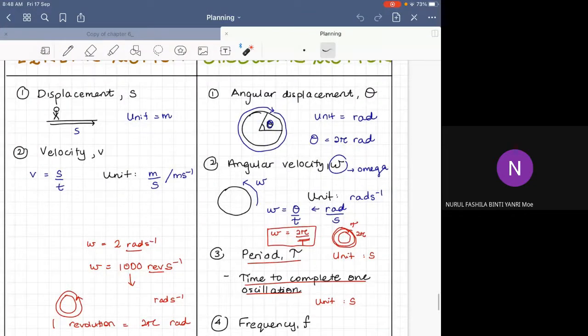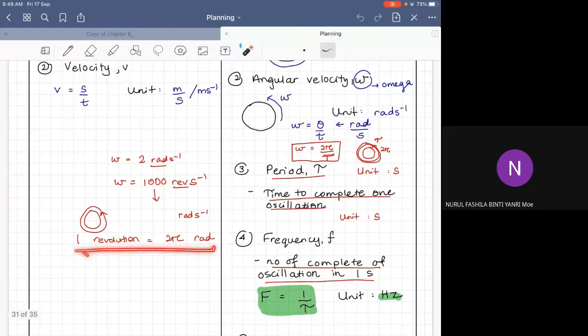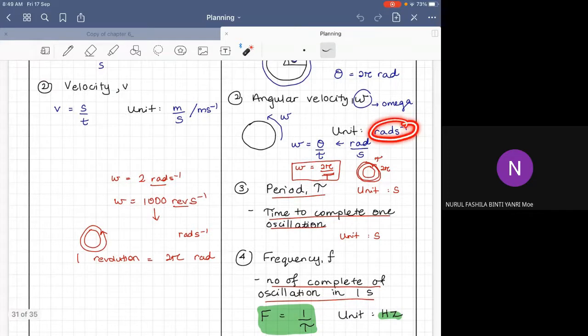So angular velocity, this one, omega. So how do we know that it's omega? Because revolution tu satu pusingan lengkap, dibahagi dengan masa. SI unit dia adalah radian per second. So kita kena convert kepada radian per second.